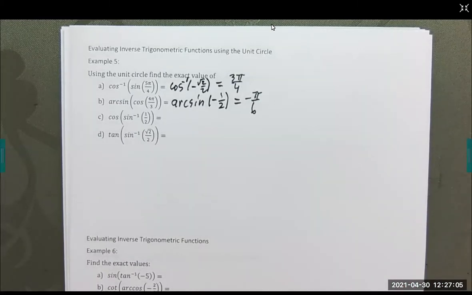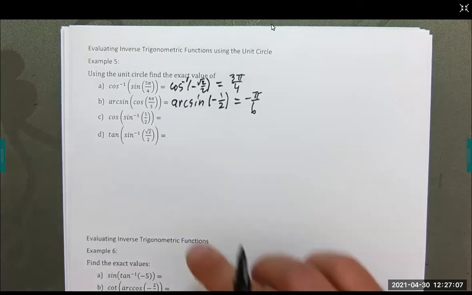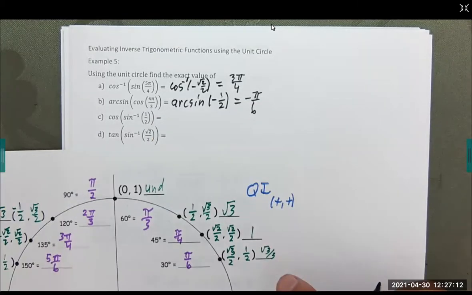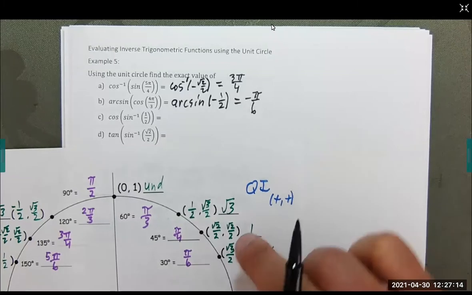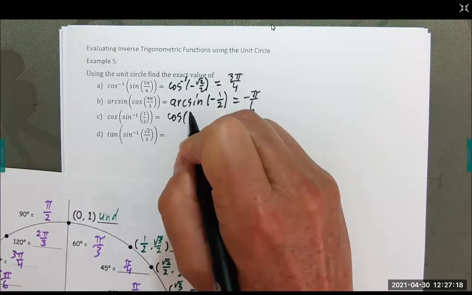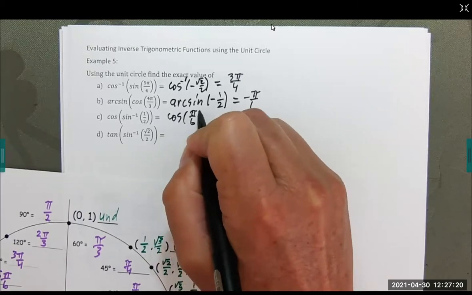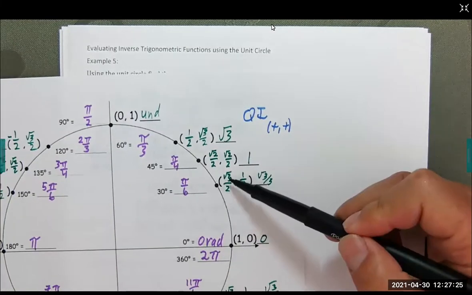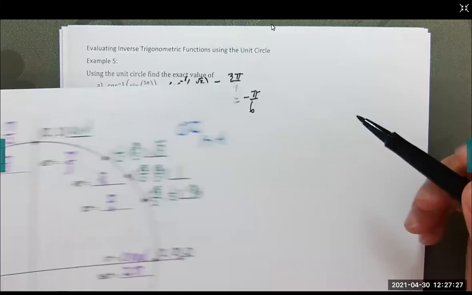So for part C, we have inverse sine of positive 1/2. That means I'm definitely in quadrant 1. And y is positive 1/2 at pi over 6. So this is actually the cosine of pi over 6. And at pi over 6, cosine is the x coordinate. That's root 3 over 2.